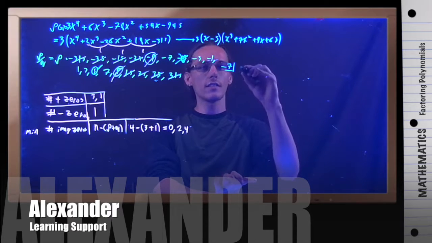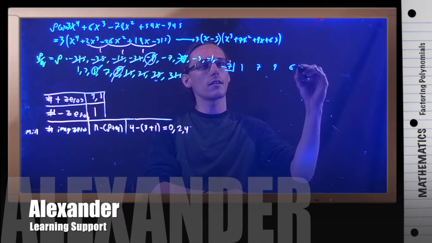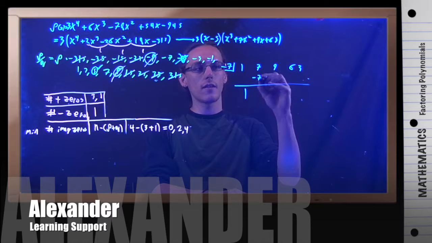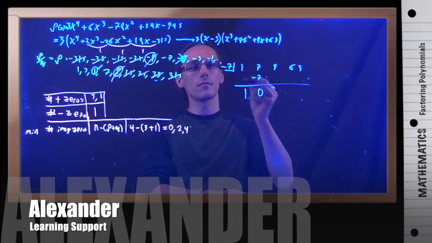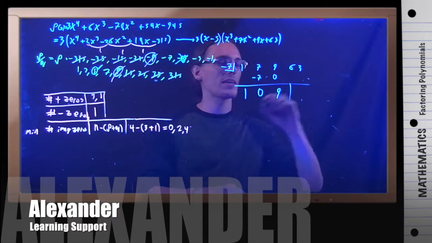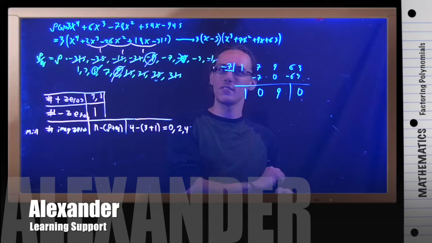So negative 7 goes into this. Let's go 1, 7, 9, 63. Bring down the 1. 1 times negative 7 is negative 7. Add those, I get 0. Multiply that by that, I get 0. Bring down the 9. 9 times negative 7 is negative 63. Dun, dun, dun. Remainder is 0.